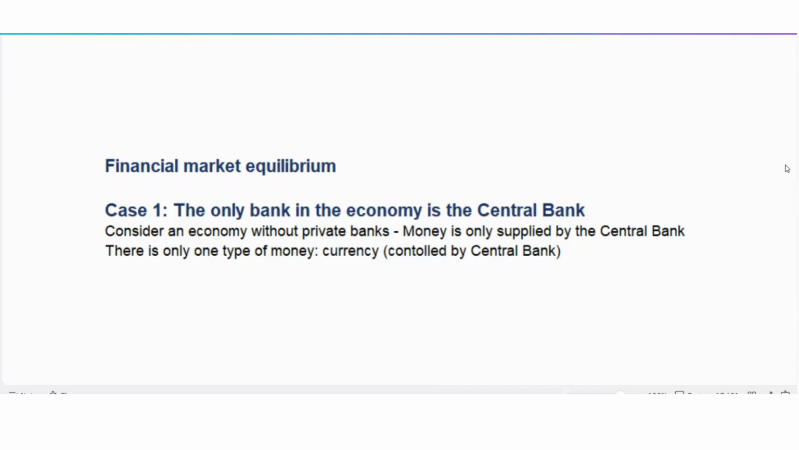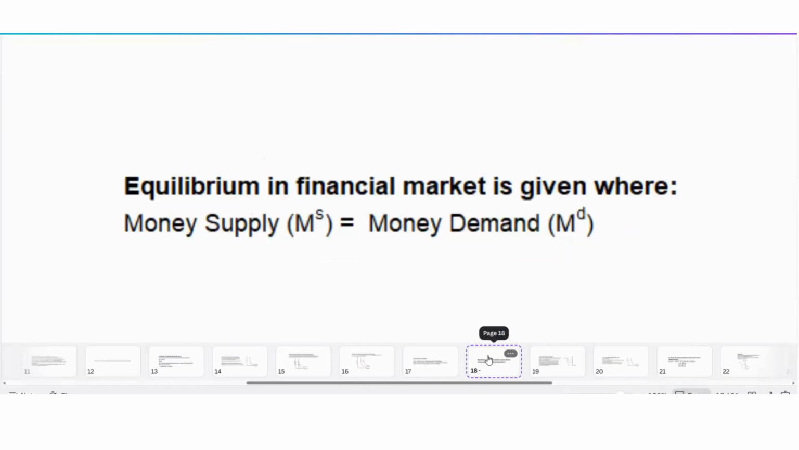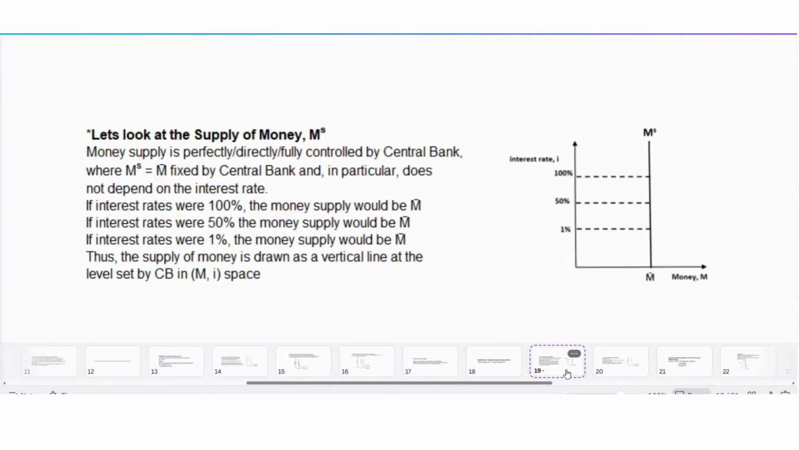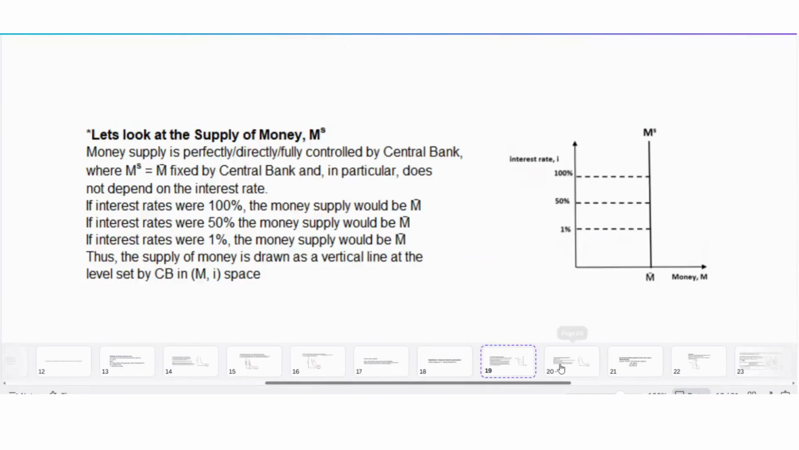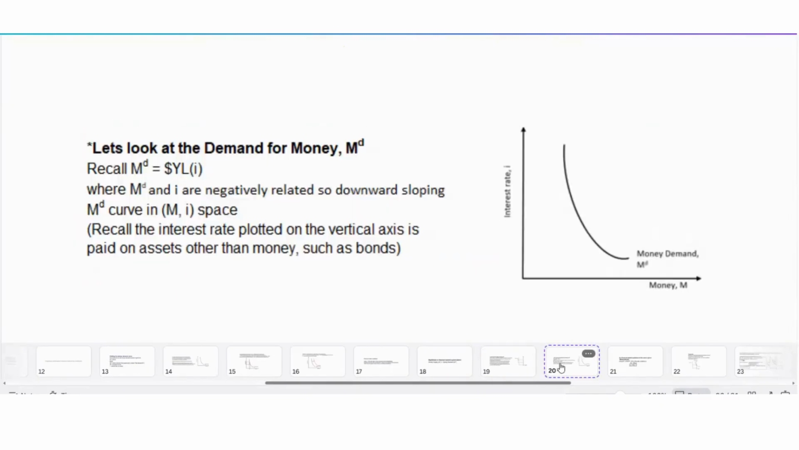We were looking at financial market equilibrium case 1, where the only bank in the economy is the central bank and there are no private banks. Here we said equilibrium in financial market is where money supply equals money demand. For money supply, we're assuming MS is equal to M bar, fixed by the central bank. And for money demand, we have our downward sloping money demand curve. We talked about that as well. So we have a downward sloping money demand curve.